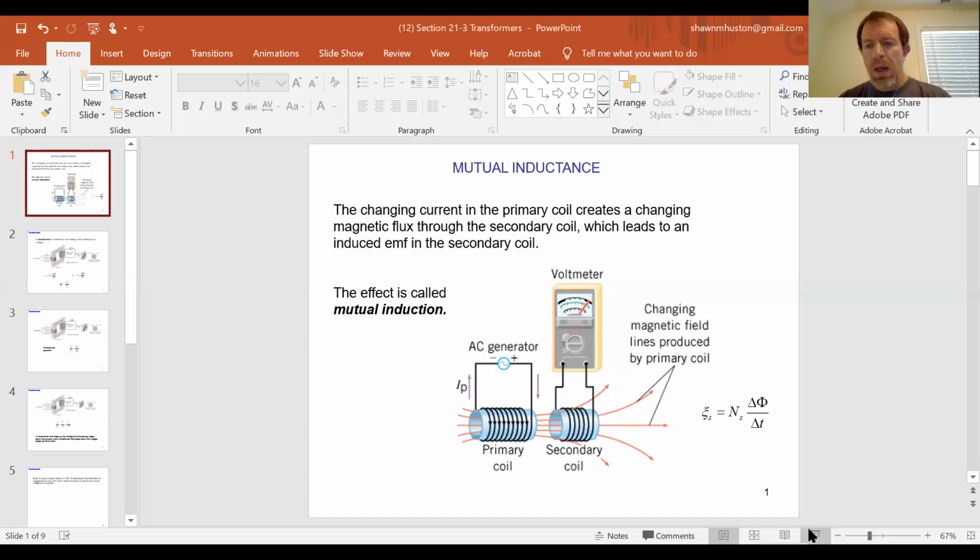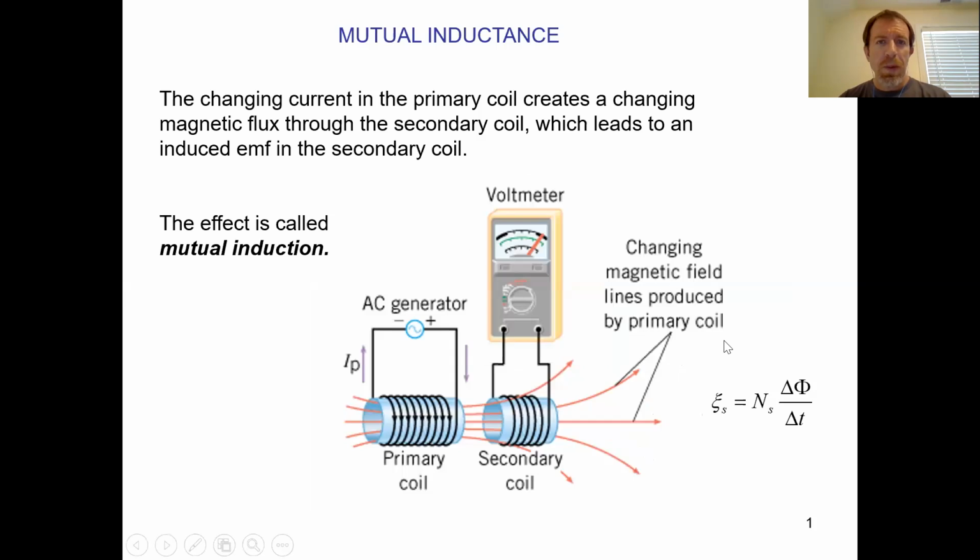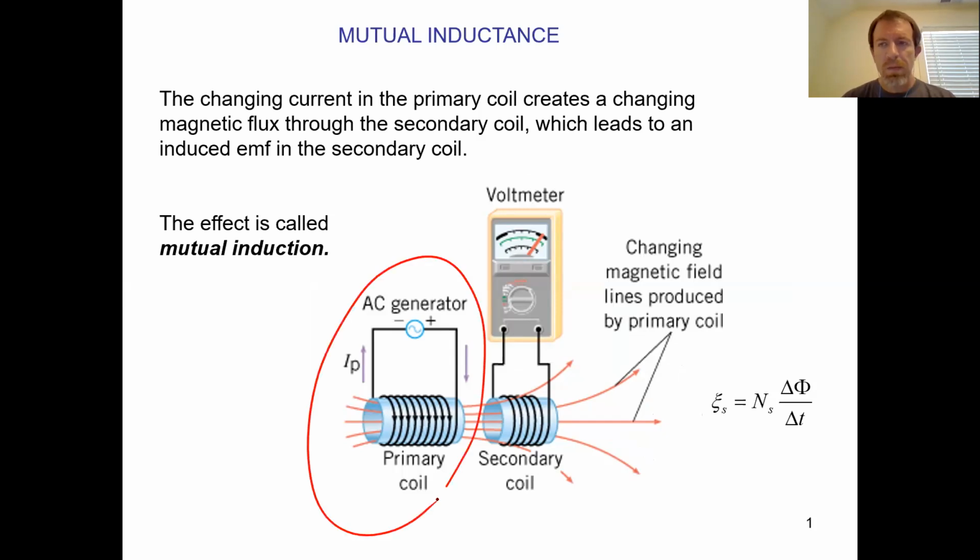But before we talk about transformers, we have to talk about something called mutual inductance. And what we have here is a couple of different coils of wires. We've got what's called a primary coil and then a secondary coil. So primary coil is right there, and of course secondary coil is right next to it. That primary coil is hooked up to some kind of power source. So this could be, let's see, it says AC generator there.